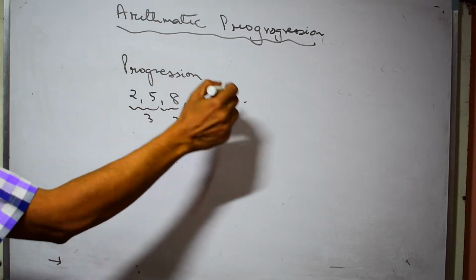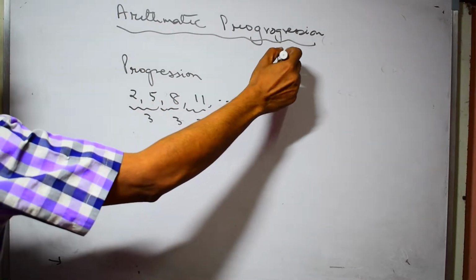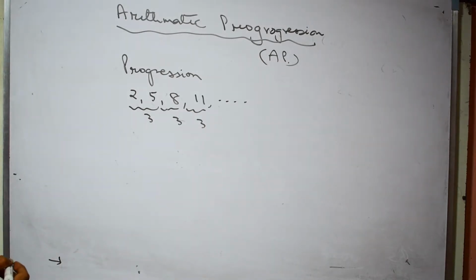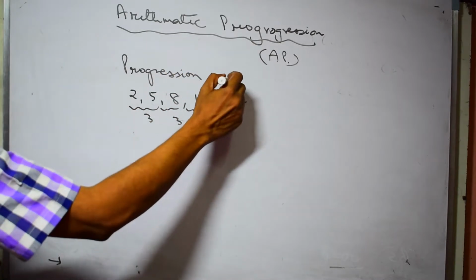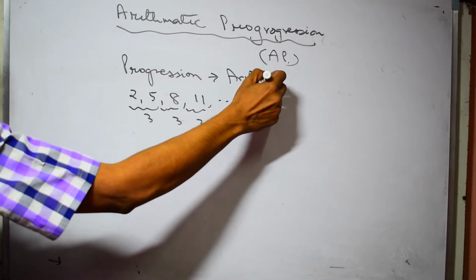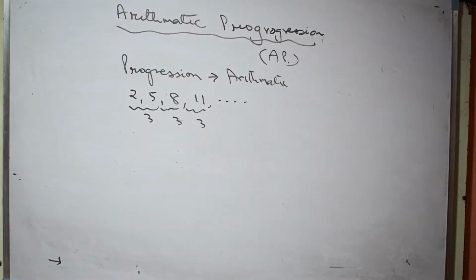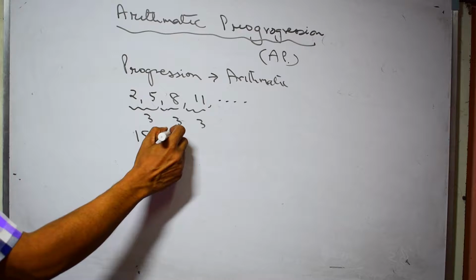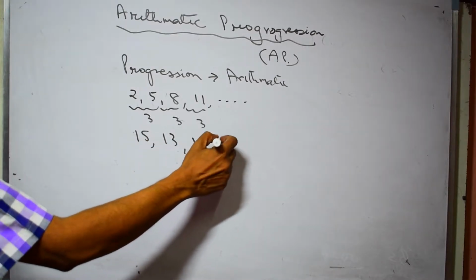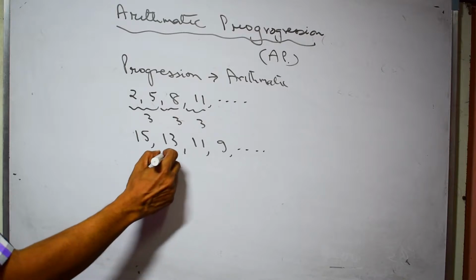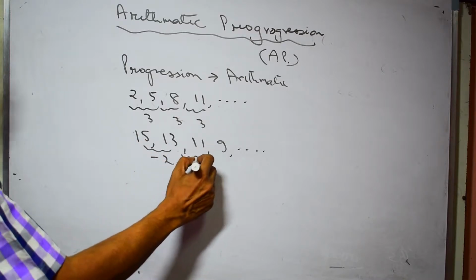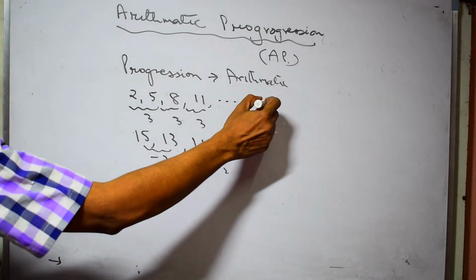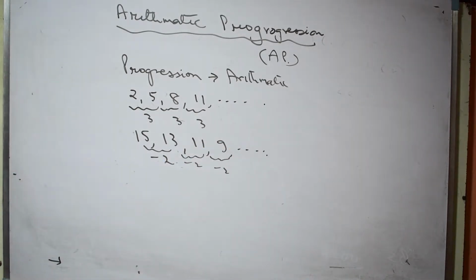This is called AP. This is known as AP. Now this progression which is in arithmetic formation, the numbers should be in a fashion that the gap is same. It may be increasing or it can be decreasing, like 15, 13, 11, 9, in this way. Here the difference is -2. So the difference may be positive or negative. This is an increasing and this is a decreasing arithmetic progression.